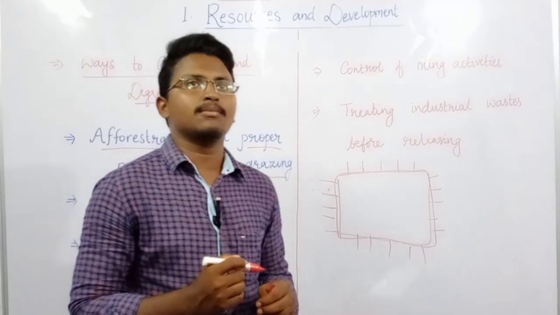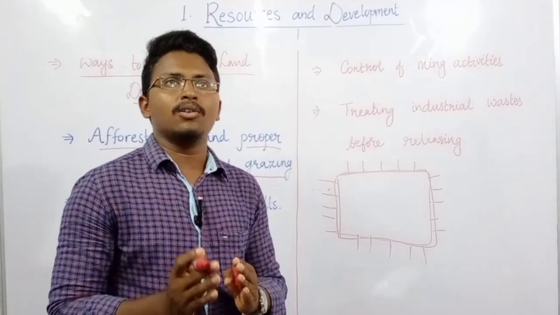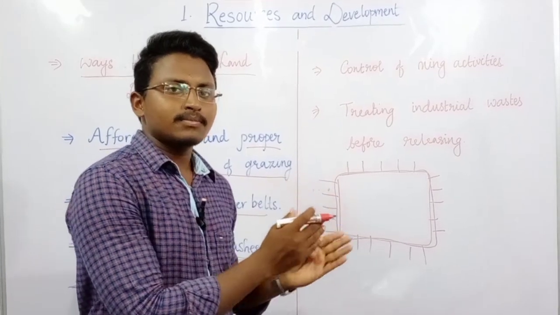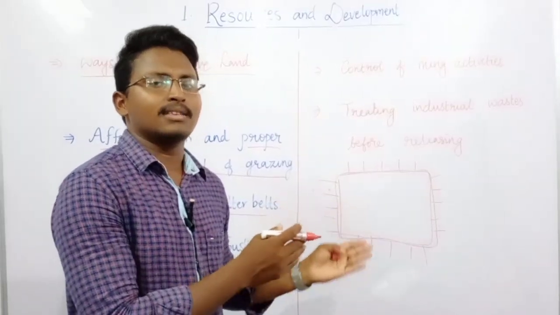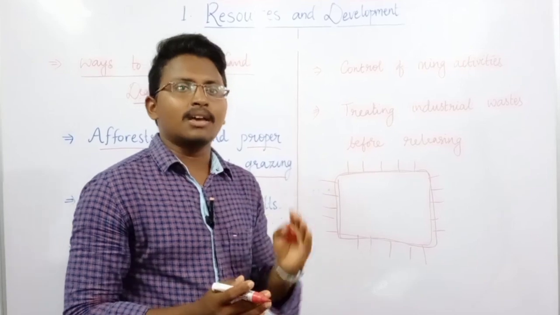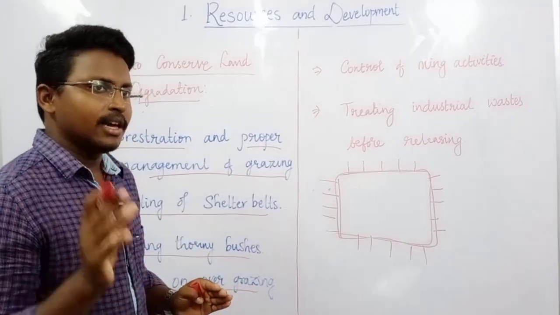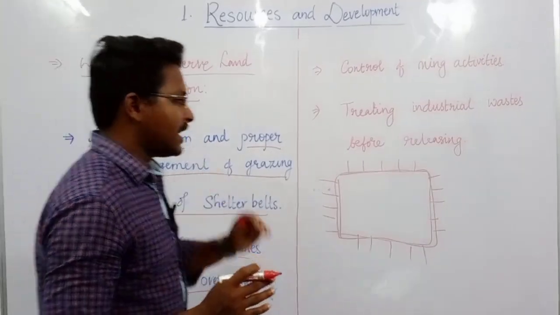Then the next one is control on overgrazing. Control on overgrazing means we need to put some control. Instead of cattle depending only on the plants and grass available, we need to find some other alternative solutions to graze these animals. Therefore we can conserve the land from degradation.